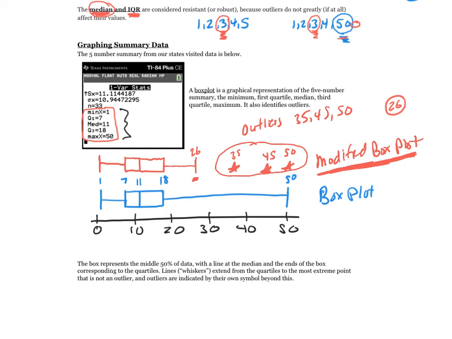Okay? So something to think about here. At the bottom, the box represents the middle 50% of the data. Okay? So that means in this box above, I know that there's 50% of all of the data. Okay? And remember, the box is also a graphical representation of the IQR. Okay? The box is the IQR. All right? The whiskers extend from the quartiles to the most extreme point that's not an outlier. And outliers are indicated by their own symbol beyond this. So we already showed that.